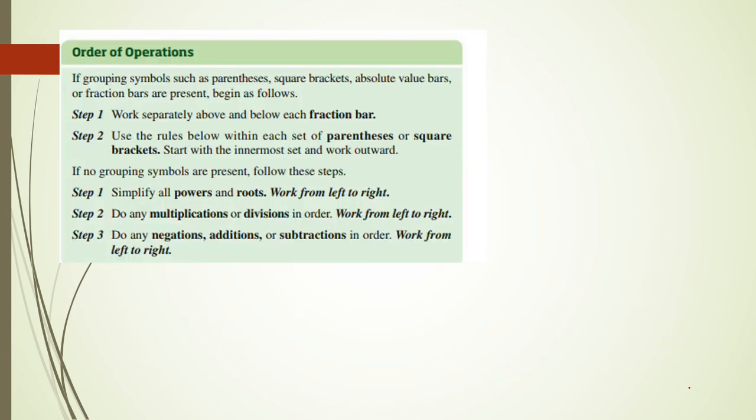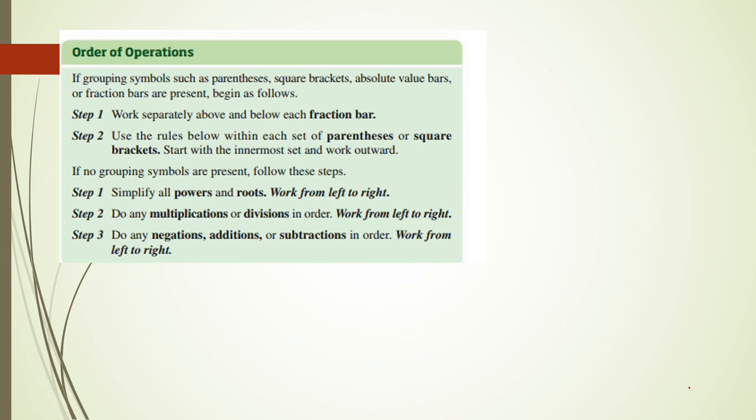Order of operations. If grouping symbols such as parentheses, square brackets, absolute value bars, or fraction bars are present, begin as follows. Step 1. Work separately above and below each fraction bar. Step 2. Use the rules below within each set of parentheses or square brackets. Start with the innermost set and work outwards. If no grouping symbols are present, follow these steps. Step 1. Simplify all powers and roots. Work from left to right. Step 2. Do any multiplications or divisions in order. Work from left to right. Step 3.